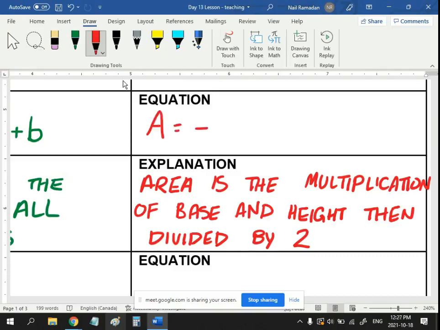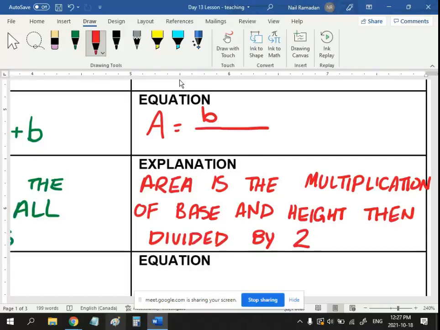Equals, and you have to use a fraction sign, base times, that's a times, by the way. I'm going to make it bigger so you can see what it is, times height. Don't forget to divide by 2, but you have to do the top first anyway.